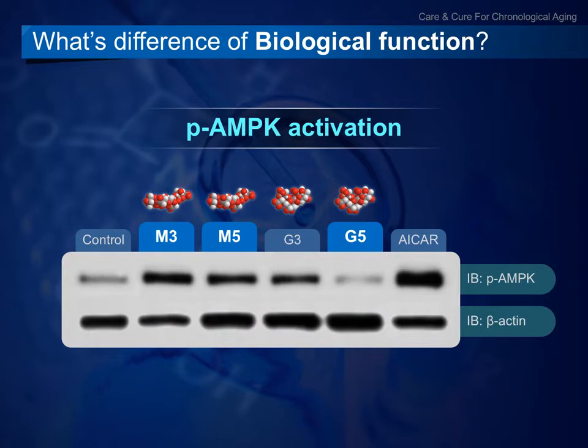For example, when it comes to the activation of phosphorylated AMPK, a substance that is related to preventing diabetes and obesity when upregulated, M3 and M5 of OligoM are strong AMPK activators. However, G3 and G5 of OligoG are weaker AMPK activators in comparison. Therefore, OligoM is a strong candidate as a bioactive material for treating metabolic syndromes like obesity and diabetes.